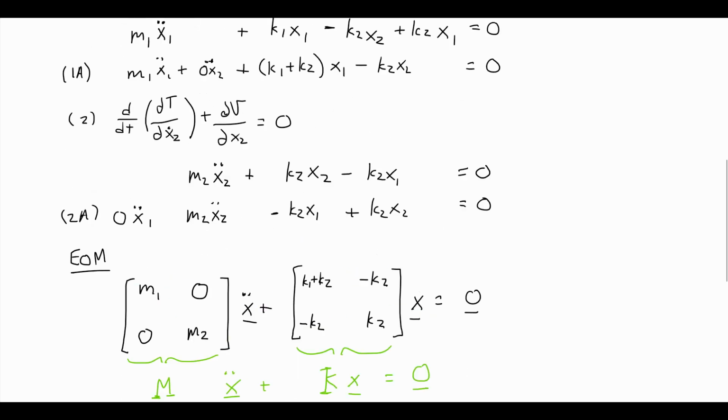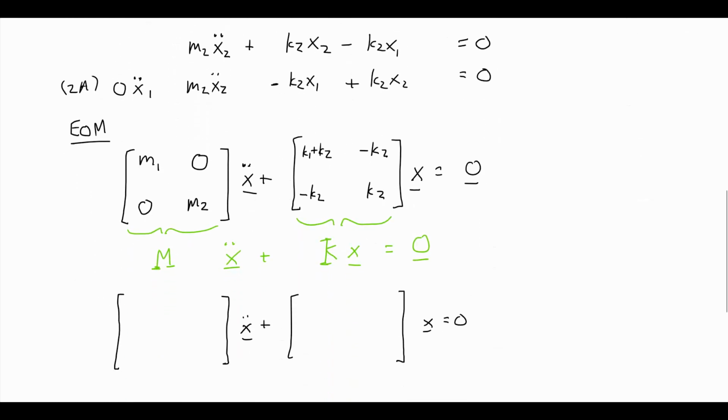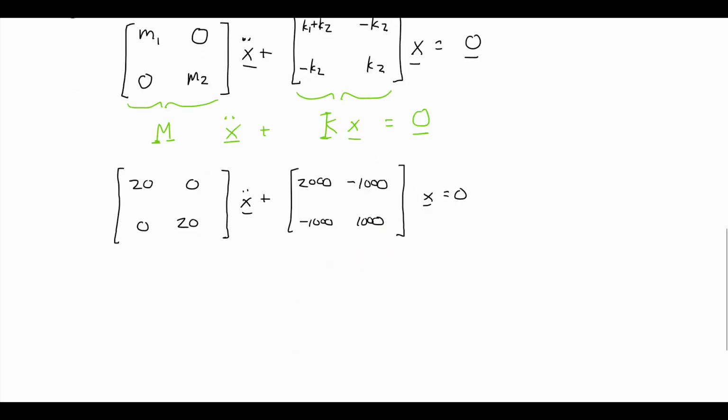So we are told, actually we have a lot of symmetry here, both masses are 20 kilograms, both spring constants are 1,000 newtons per meter. So that makes filling in our mass matrix easy. It will be 20, 0, 0, 20. And then for the stiffness matrix, we are going to have 2,000, negative 1,000, negative 1,000, 1,000. And I'm working in base units here, kilograms, newtons, meters. The equation of motion is done.